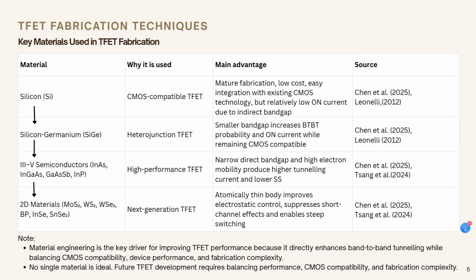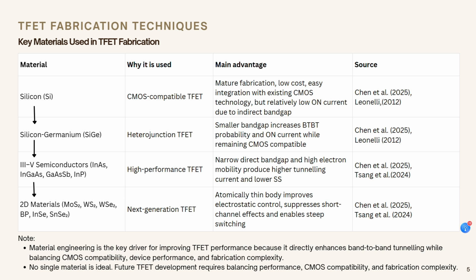These materials have narrow direct band gaps and much higher carrier mobility. Because of these properties, they provide much more efficient band-to-band tunneling, resulting in higher drive current and a lower subthreshold swing compared with silicon-based TFETs.